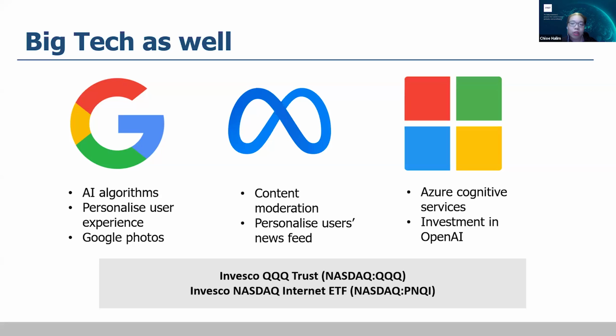Another consideration would be the Invesco Nasdaq Internet ETF, or PNQI in short, and this would provide an ETF that has greater focus on the software aspects of the technology sector. And similar to QQQ, the big tech companies have a weightage of more than 30% within this ETF.